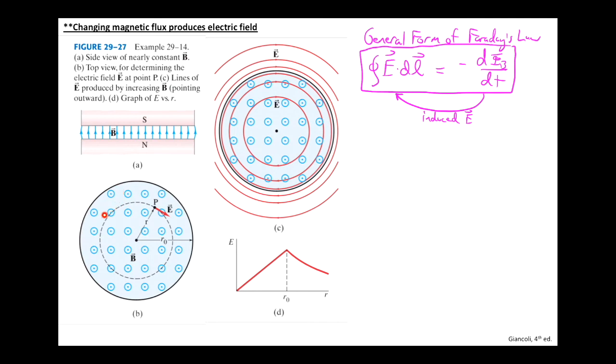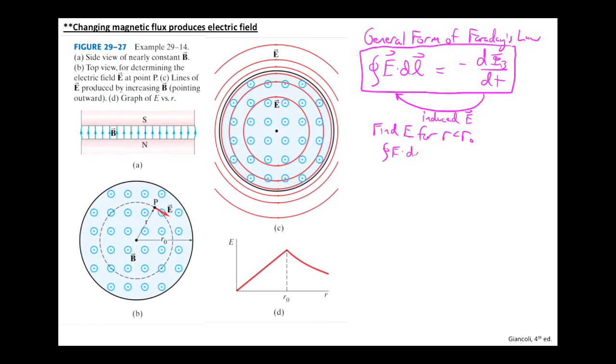So what we're going to do is use this general form of Faraday's law to find the electric field in that region between the two magnets, okay? So let's start the process here. We're going to find E for r less than R naught in that particular diagram. And you can see they've already drawn a path for us there that's got a radius r that's less than R naught.